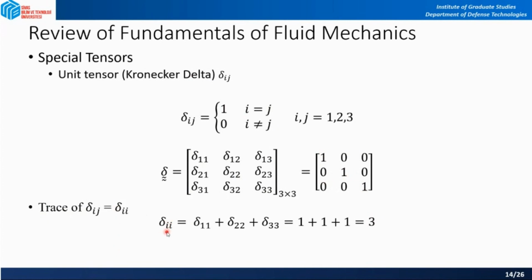So when I write delta ii, I have a repeating index, ii. It means that I have to do summation on this. Summation from what to what? From 1 to 3. So delta ii means delta 1,1 plus delta 2,2 plus delta 3,3. Delta 1,1 is 1, this is 1, this is 1. So 1 plus 1 plus 1 is equal to 3. So this is a property of unit tensor or Kronecker delta tensor.